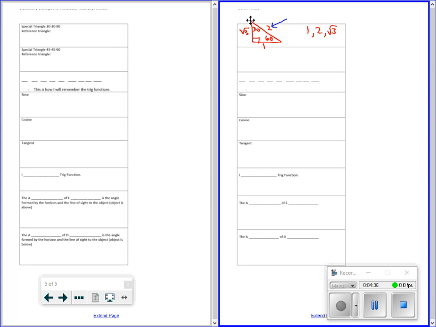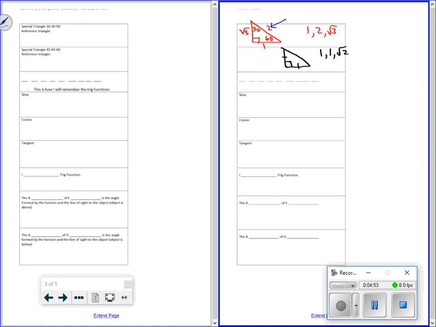But in reality, square root of 3 is a number like 1.73. 1.73 is less than 2. Since 90 is the largest angle, 2 deserves to be across from the largest angle. So make sure you memorize that.